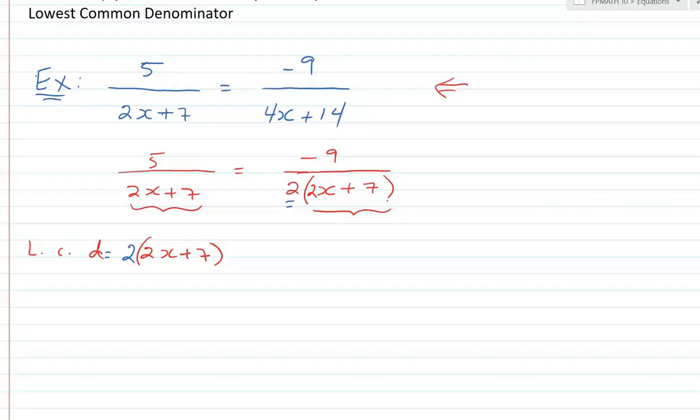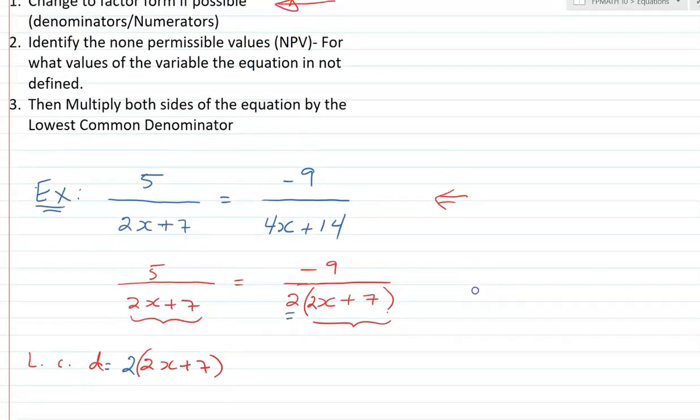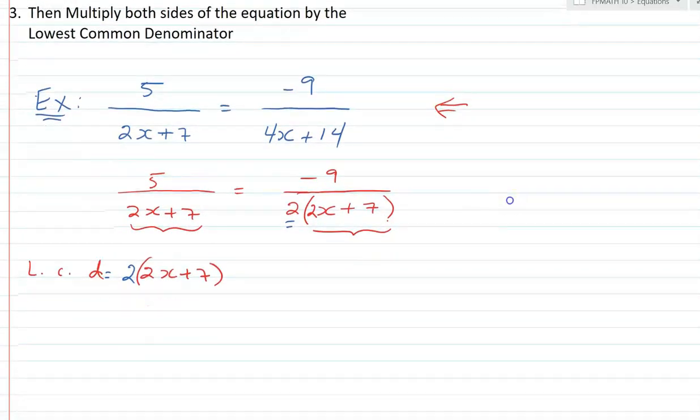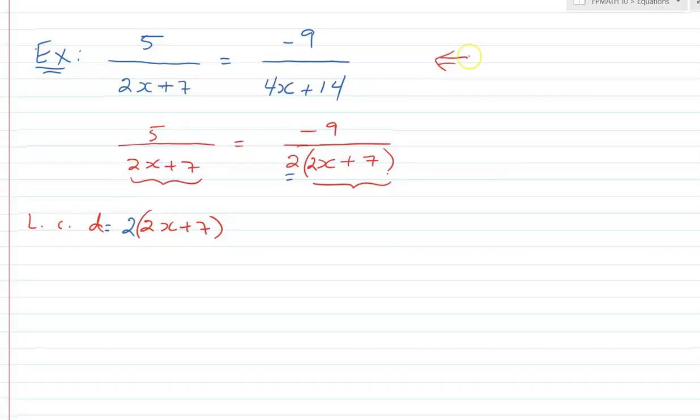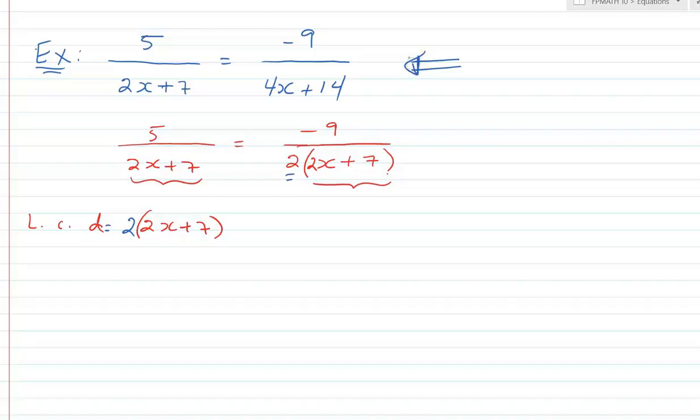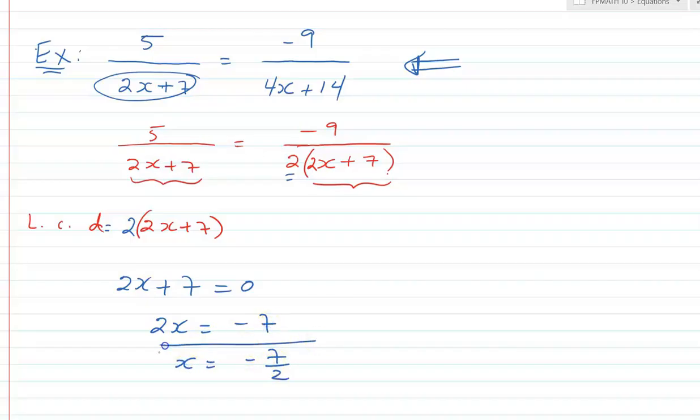Before we go ahead and solve this, we need to look at the non-permissible values. So we have to go through the original expression, the original equation right here. So the first denominator is 2x plus 7. So 2x plus 7, you set that equal to 0. That's how we will find the non-permissible values and solve for x. So we end up with 2x equals minus 7 and x equals negative 7 divided by 2. That's the first non-permissible value, NPV.